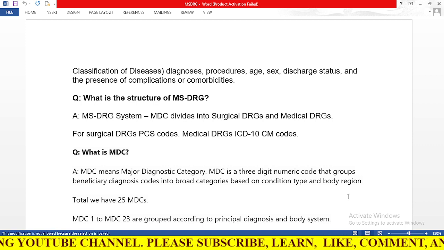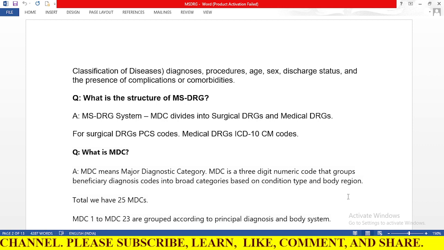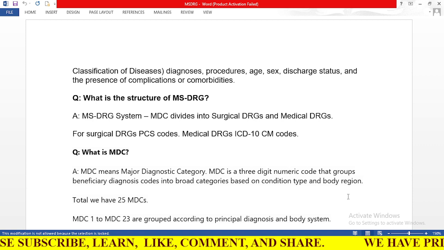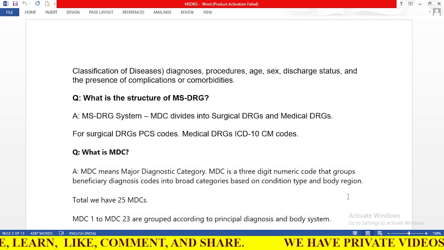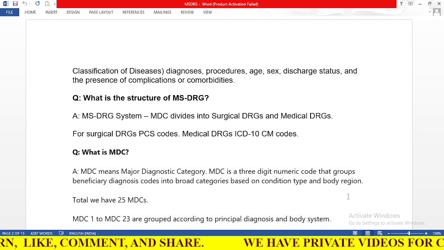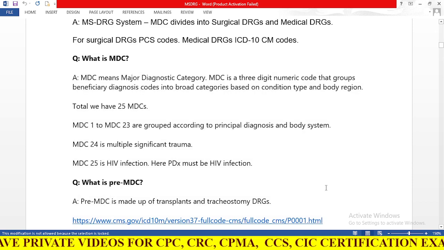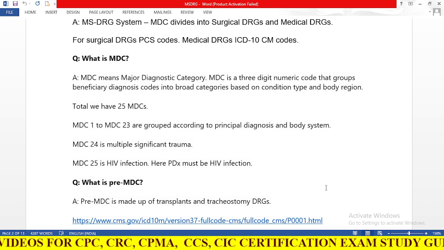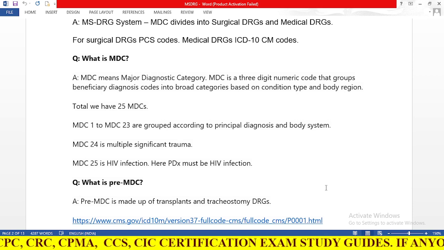So basically, these MSDRGs group similar resource consumption. The conditions which utilize the same resources come under the same MSDRG. In total we have 25 MDCs. MDC 1 to MDC 23 are grouped according to principal diagnosis and body system.